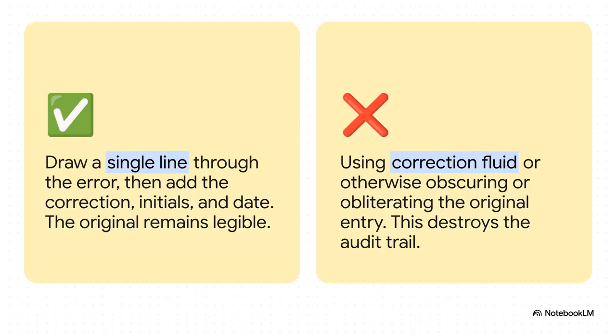And data integrity means being honest, even about mistakes. Let's say a technician writes down the wrong number. The wrong way to fix it, the way that gets you in huge trouble during an audit, is to grab the whiteout or scribble over it. That just looks like you're hiding something. The Apex Labs way? You draw one clean line through the error, write the correct value next to it, and then you initial and date it. The original mistake has to stay readable, always.